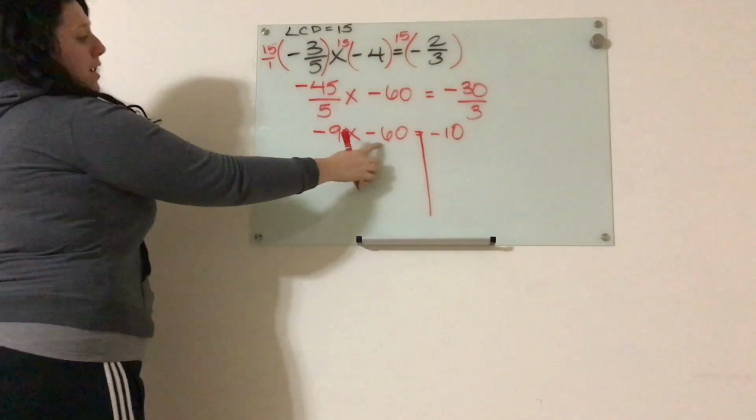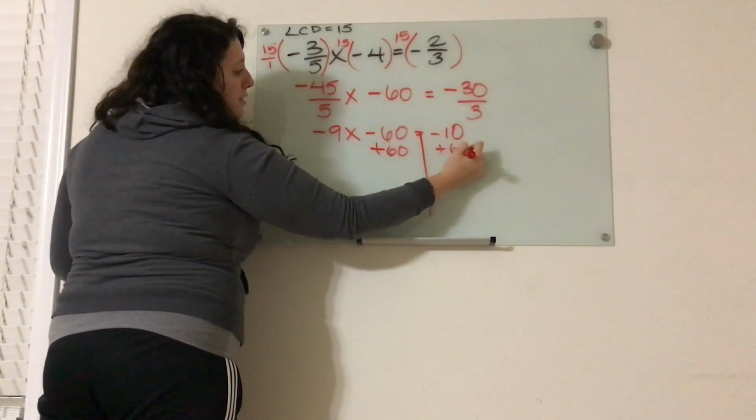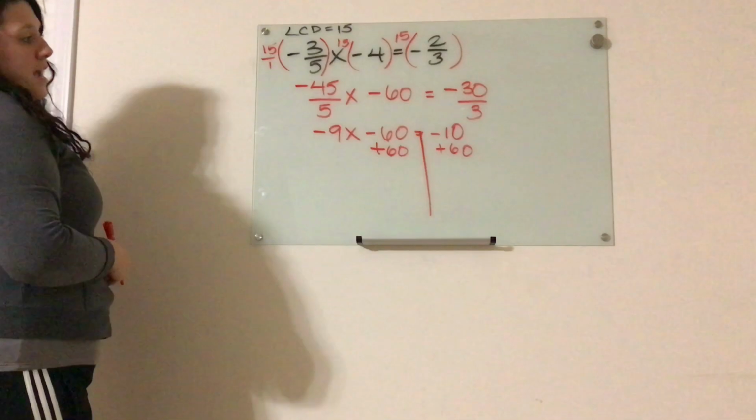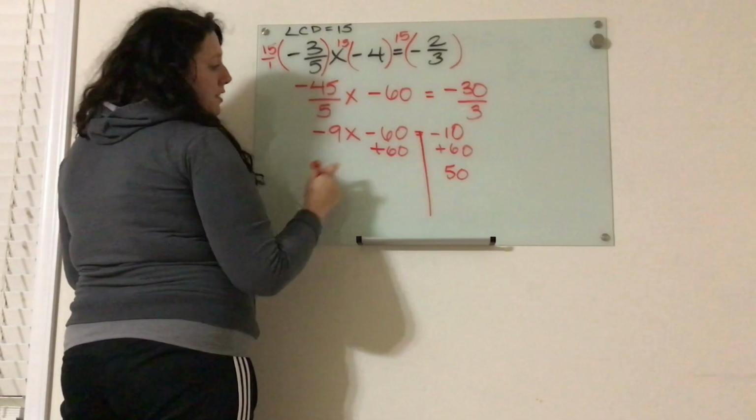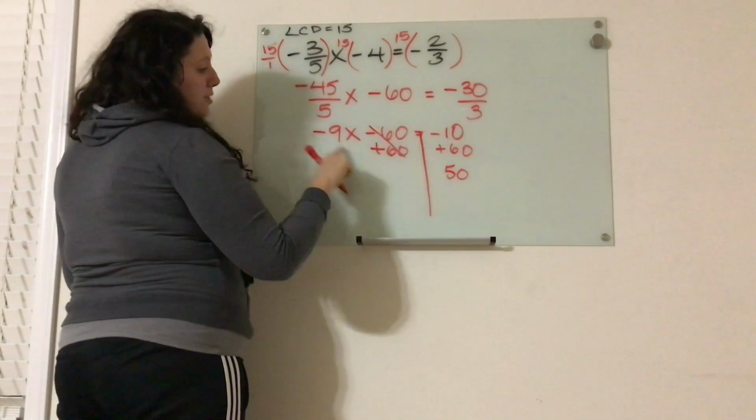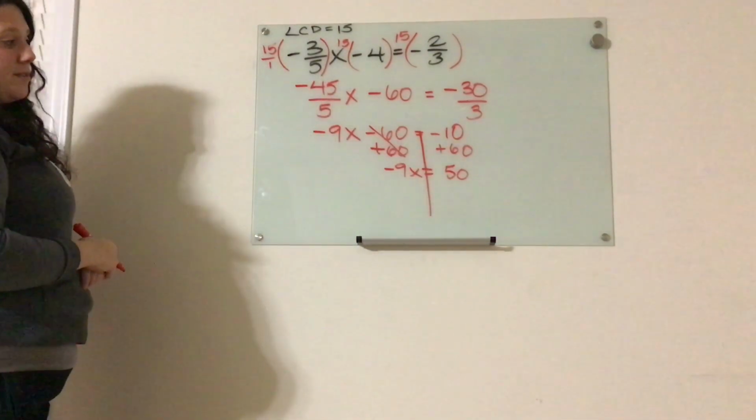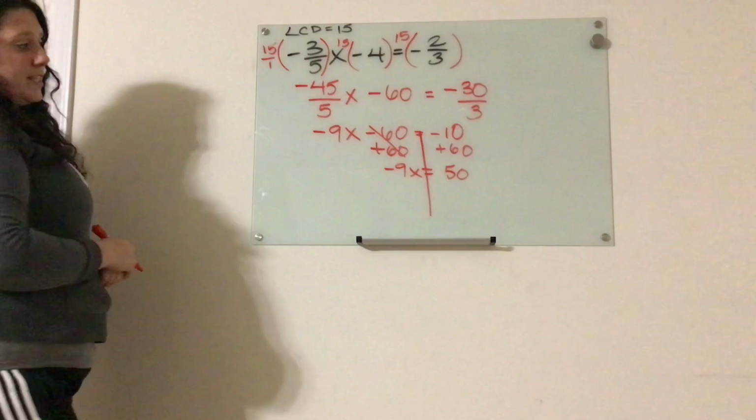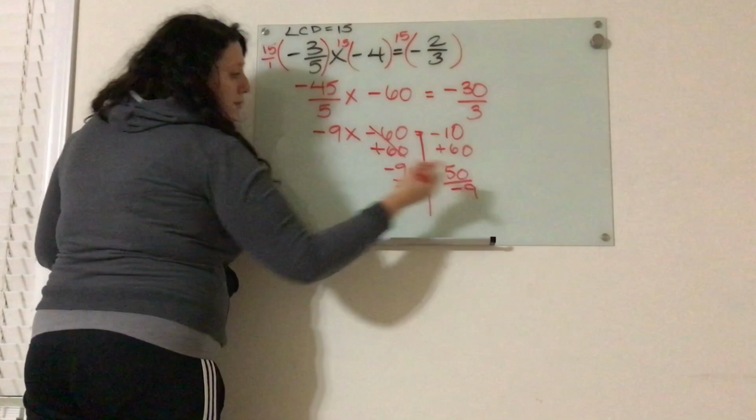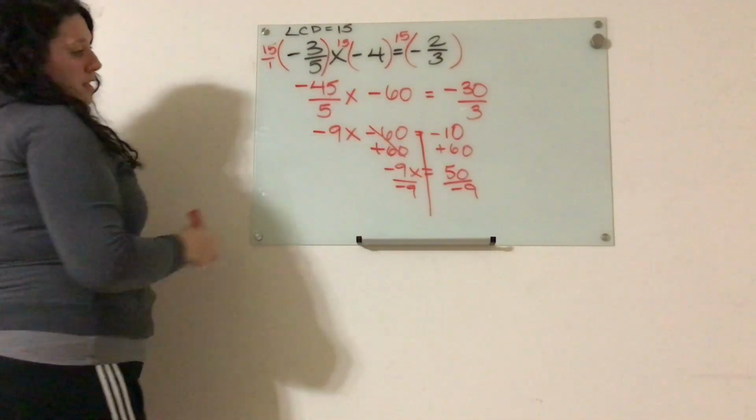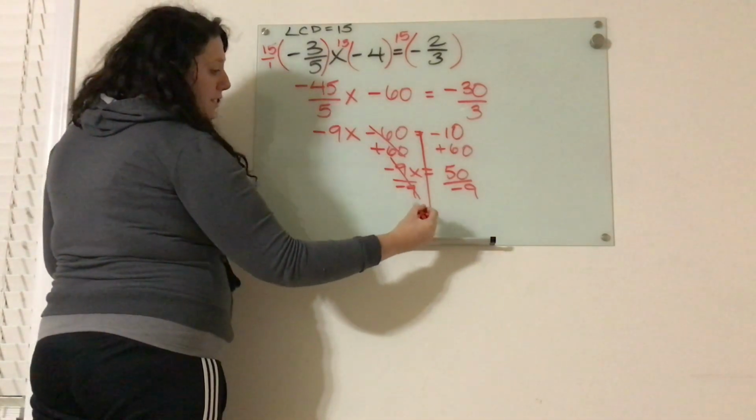So I'm going to go ahead and solve this. I'm going to get rid of the minus 60 first. And to get rid of the minus 60, I'm going to say plus 60 on both sides. And negative 10 plus 60 is going to give me positive 50. This canceled out, and I'm just going to bring down the negative 9x. So I have negative 9x equals 50. All right, to cancel out the multiplication here, I'm going to divide by negative 9 on both sides.